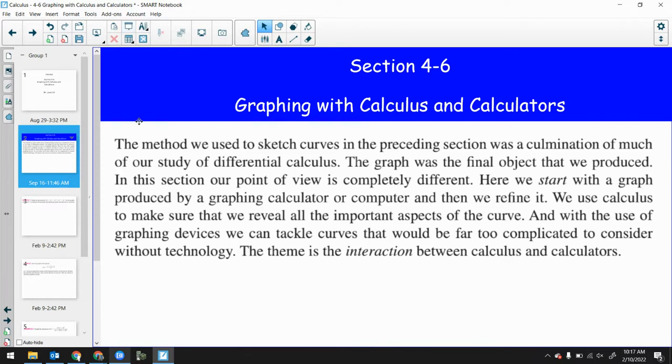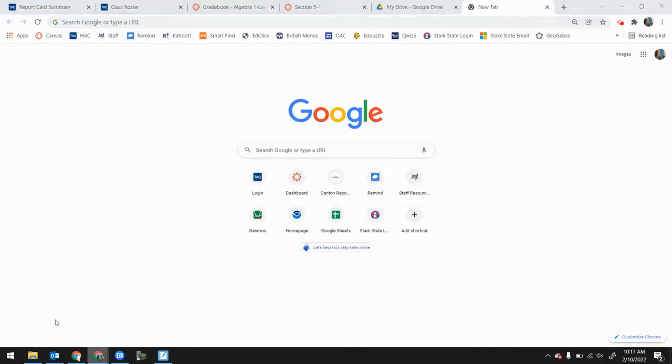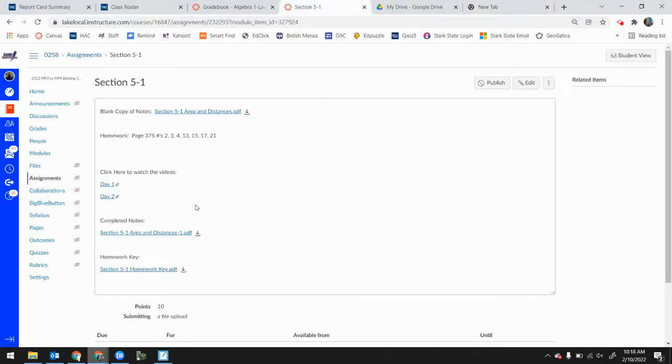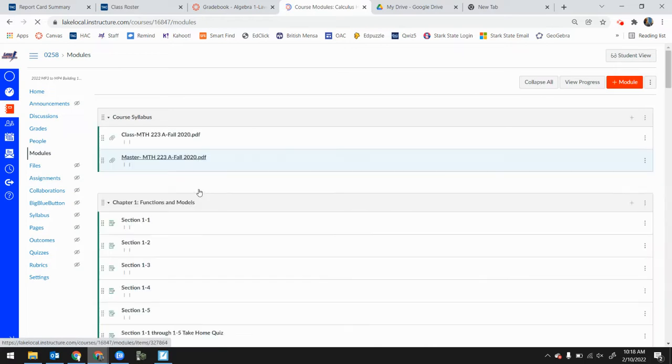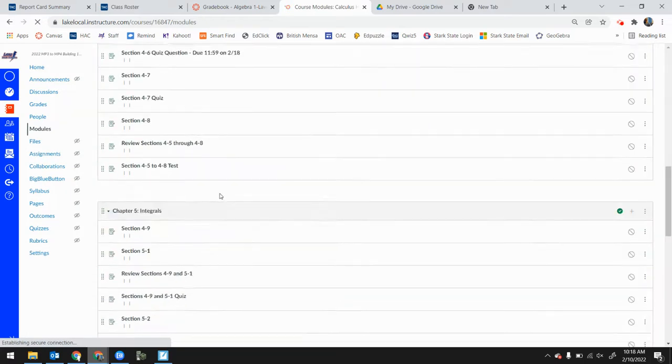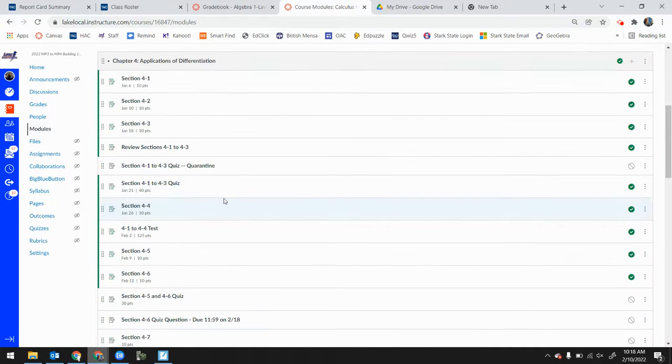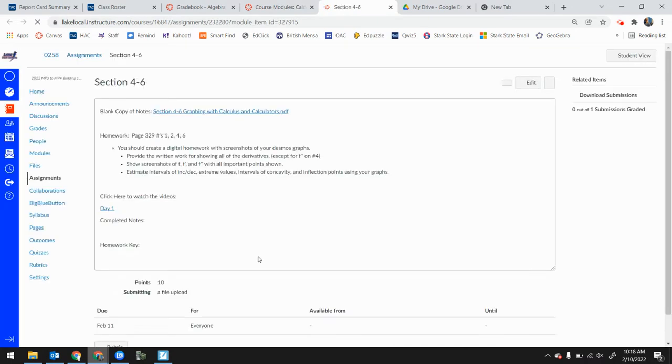So as you'll notice here on the assignment in Canvas, I'm on section 5. Why am I all the way back there? Modules. Okay, here we are. Chapter 4, section 4.6. Let me open this in a new tab here. There are only 4 homework questions. Page 392, numbers 1, 2, 4, and 6.